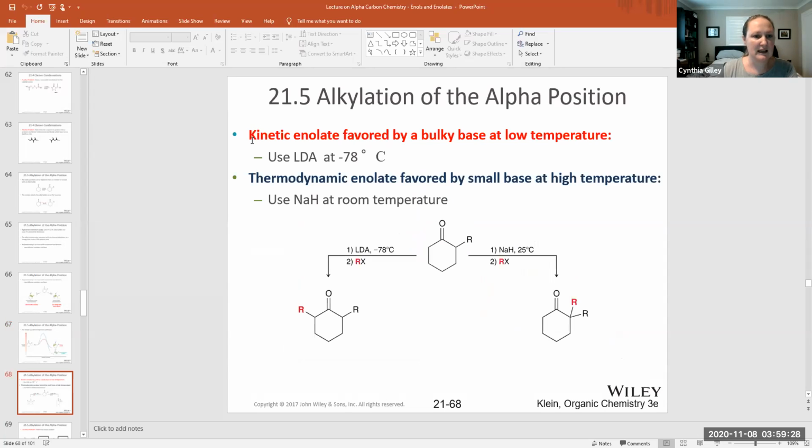Okay, so again, if you want to favor the kinetic enolate, use the conditions in the first step of LDA at -78. And if you want to favor the thermodynamic enolate, you're going to use sodium hydride at room temperature, followed by whatever alkyl halide you choose. Of course, remember that it's most preferably methyl or primary in order to do the alkylation at the alpha carbon, right, that is desired for your reaction.